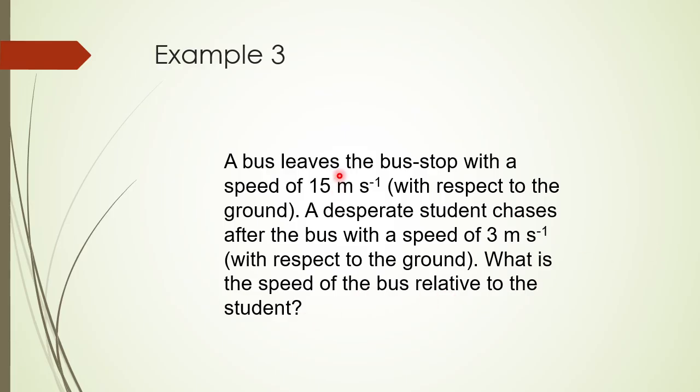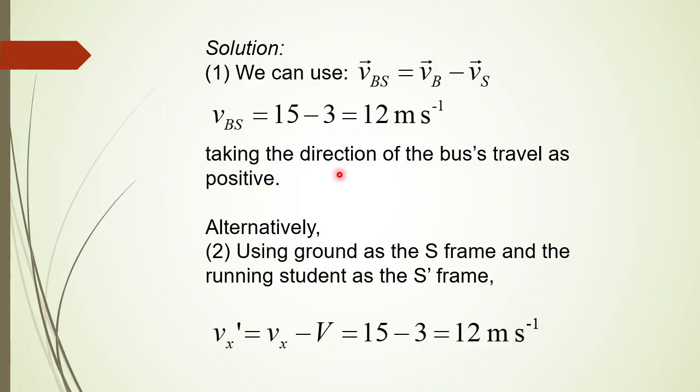I don't even need to use the Galilean transformation, right? We can just use our relative velocity equation. We know the answer should be 12. But let's try it. We'll use the ground as the S frame, and the running student as the S prime frame. So Vx prime is Vx minus V. So 15 minus 3 gives us 12 meters per second. In fact, the Galilean transformation for velocity is how we got the relative velocity equations in the first place.